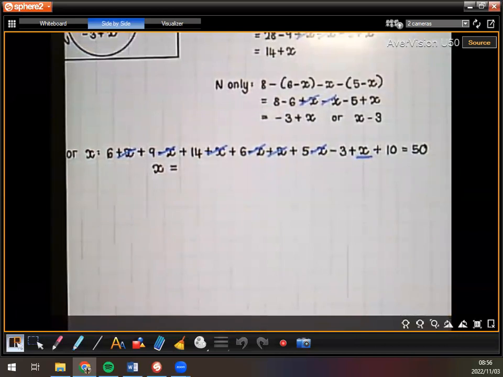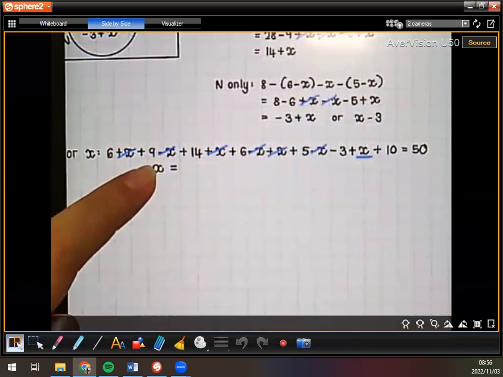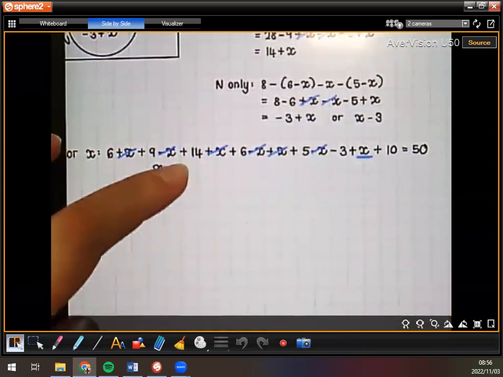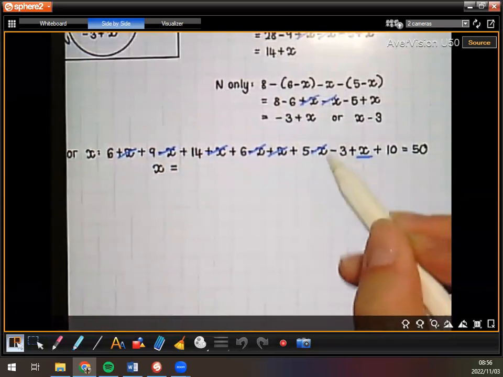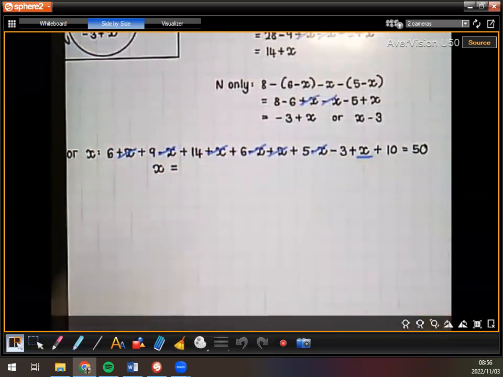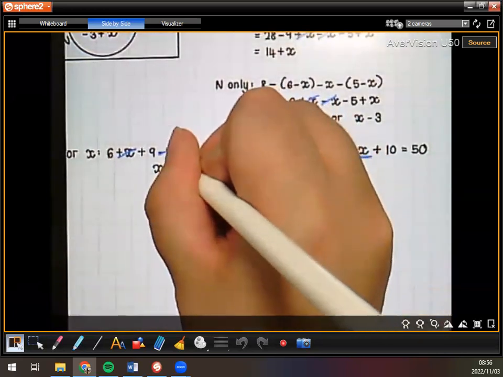Now, guys, we're going to have to put 50 in the calculator and then move all the numbers across, right? So this positive 6 is going to become a minus 6. That plus 9 becomes minus 9. That plus 14 becomes minus 14. That's another minus 6, and minus 5. And then just be careful, this negative 3 is going to become a plus 3. And then that plus 10 must again become a minus 10. Alright, so we can just type that into the calculator, guys, and I'm getting 3.